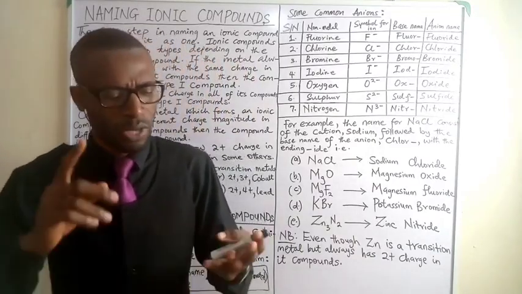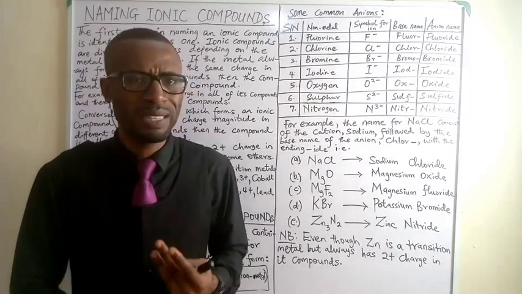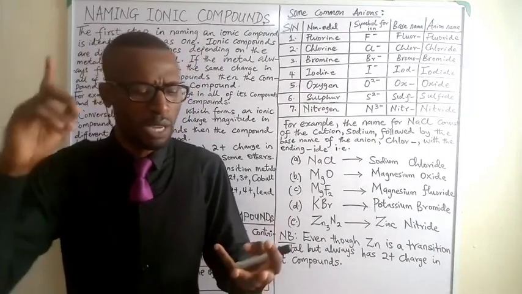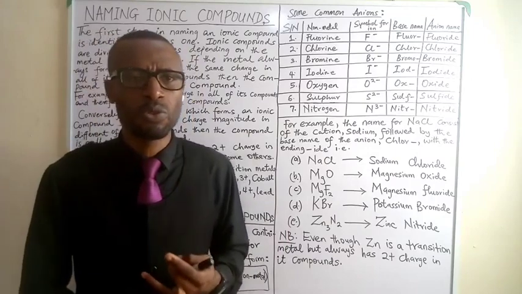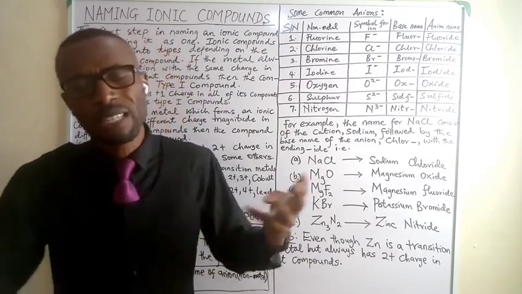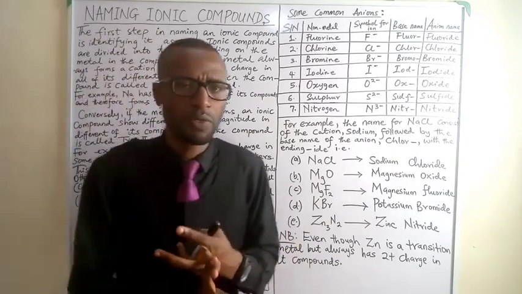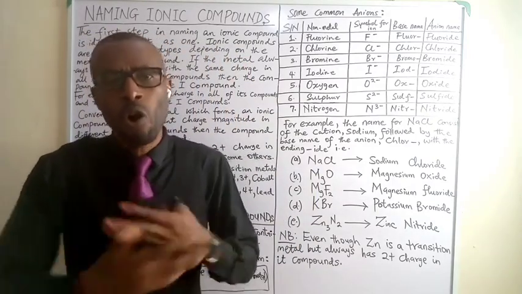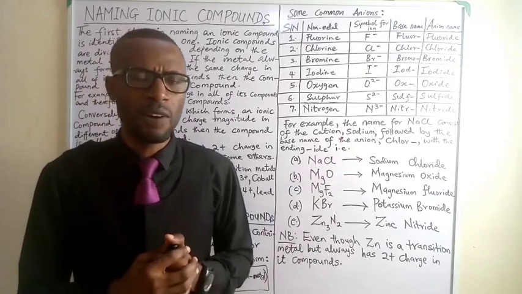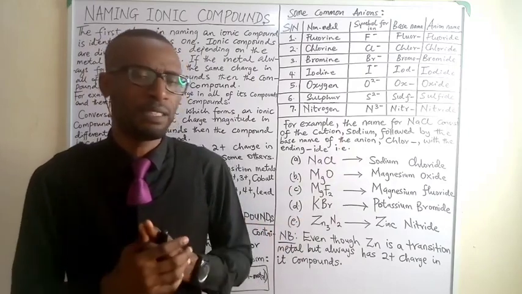Okay, of course, alkali metals will always show a +1 charge in all their compounds. Magnesium, for instance, an alkaline earth metal, will always show a +2 charge or 2+ charge in all its compounds, the same way aluminum, for instance, in group 13, will always show a 3+ charge in all the different compounds that it forms.